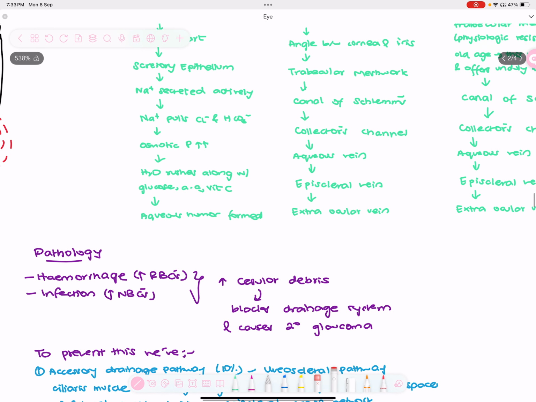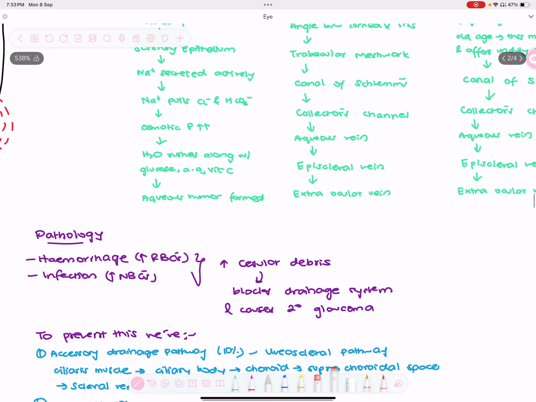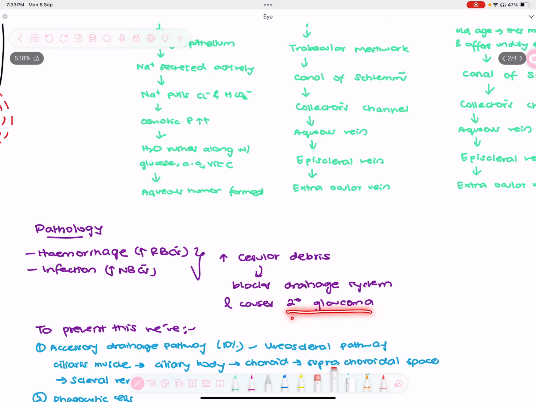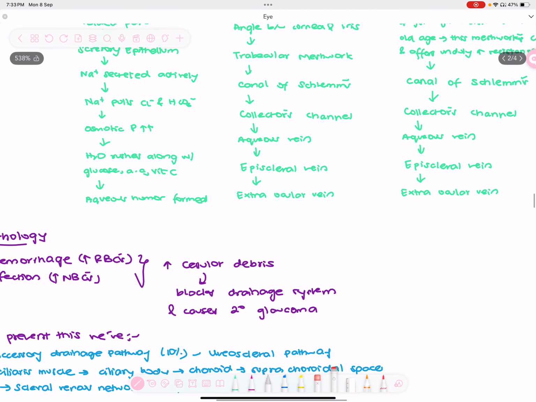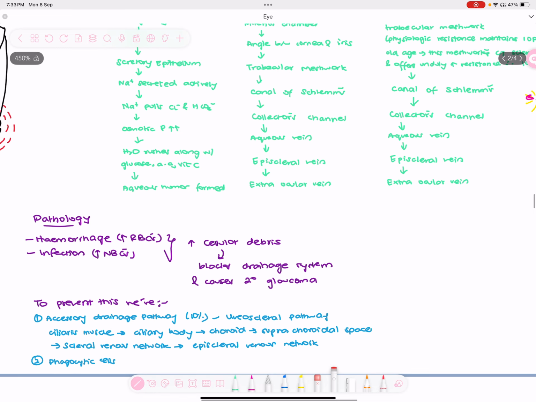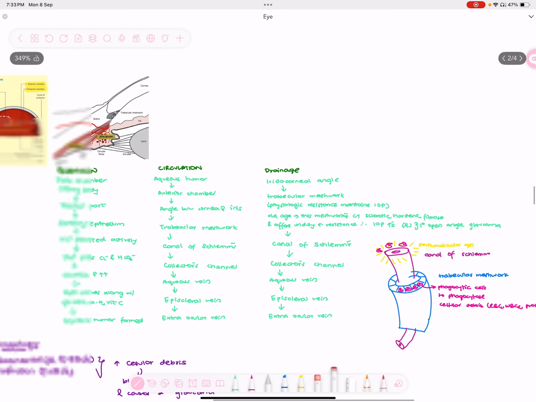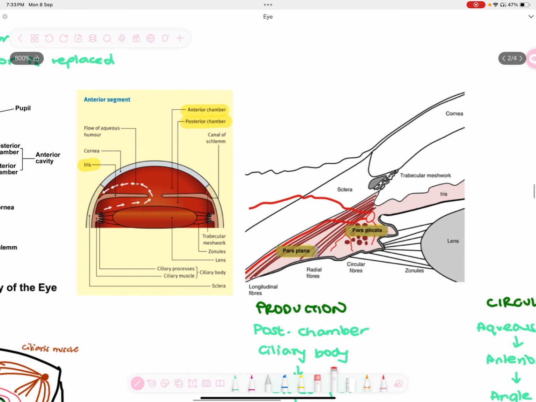It blocks those trabecular meshworks. It blocks the canal of Schlemm. In this case, it causes secondary glaucoma. Now, what happens in secondary glaucoma is that this right trabecular meshwork.